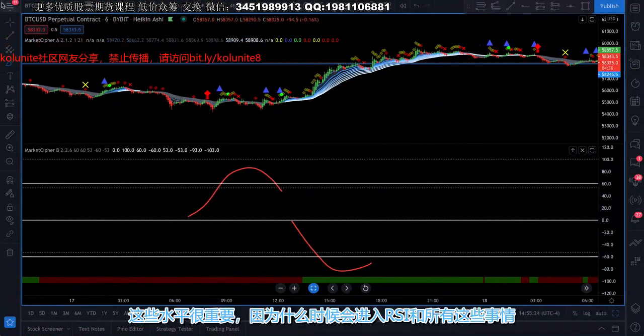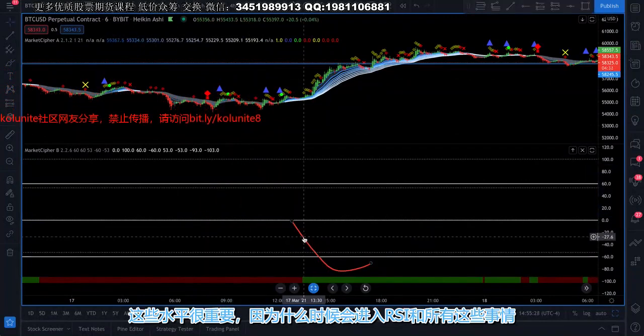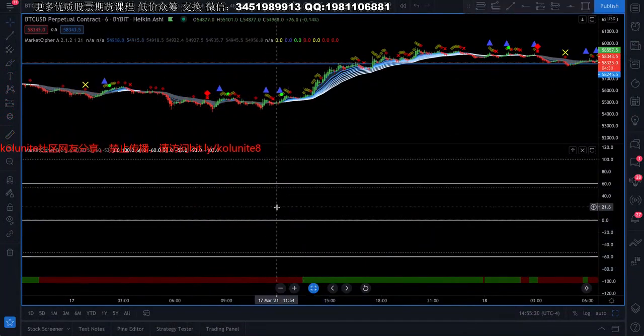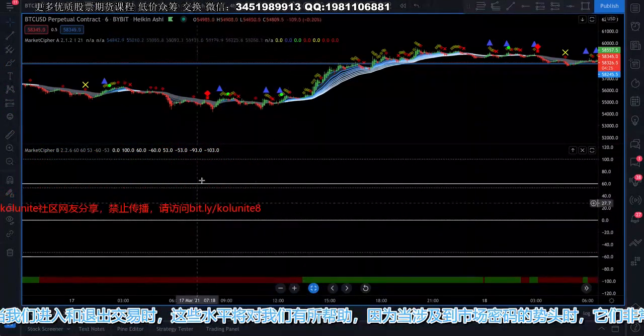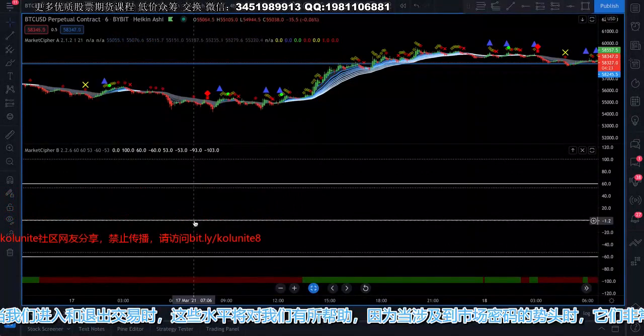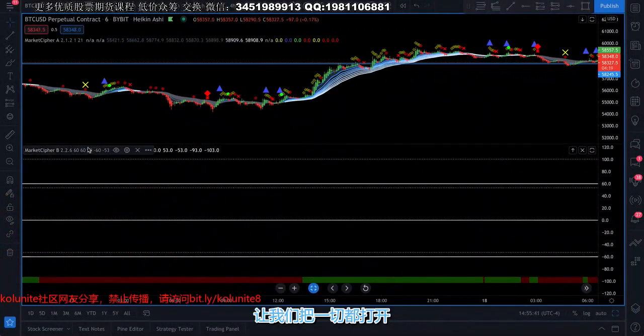These levels are significant because, when we get into the RSIs and all those things in a little bit, these levels will help us when we're entering and exiting trades, because they're very significant when it comes to the momentum of Market Cipher. So now that we've dealt with the basic structure of it, let's turn everything back on.